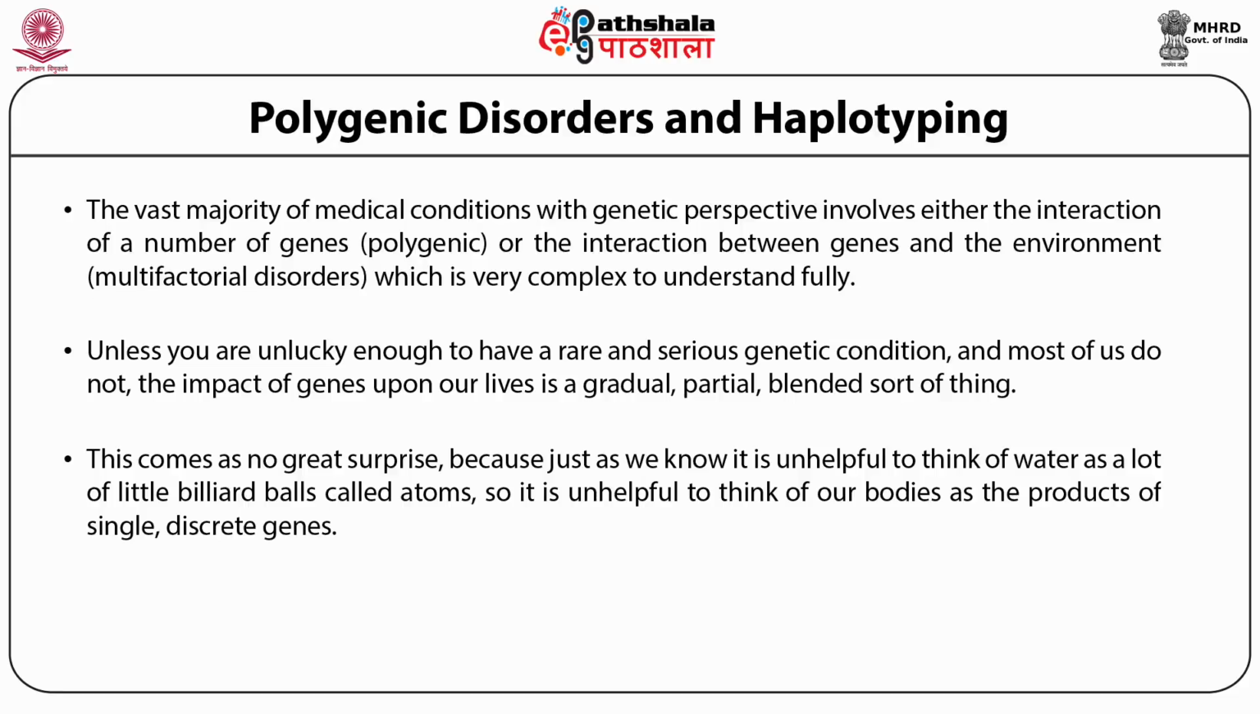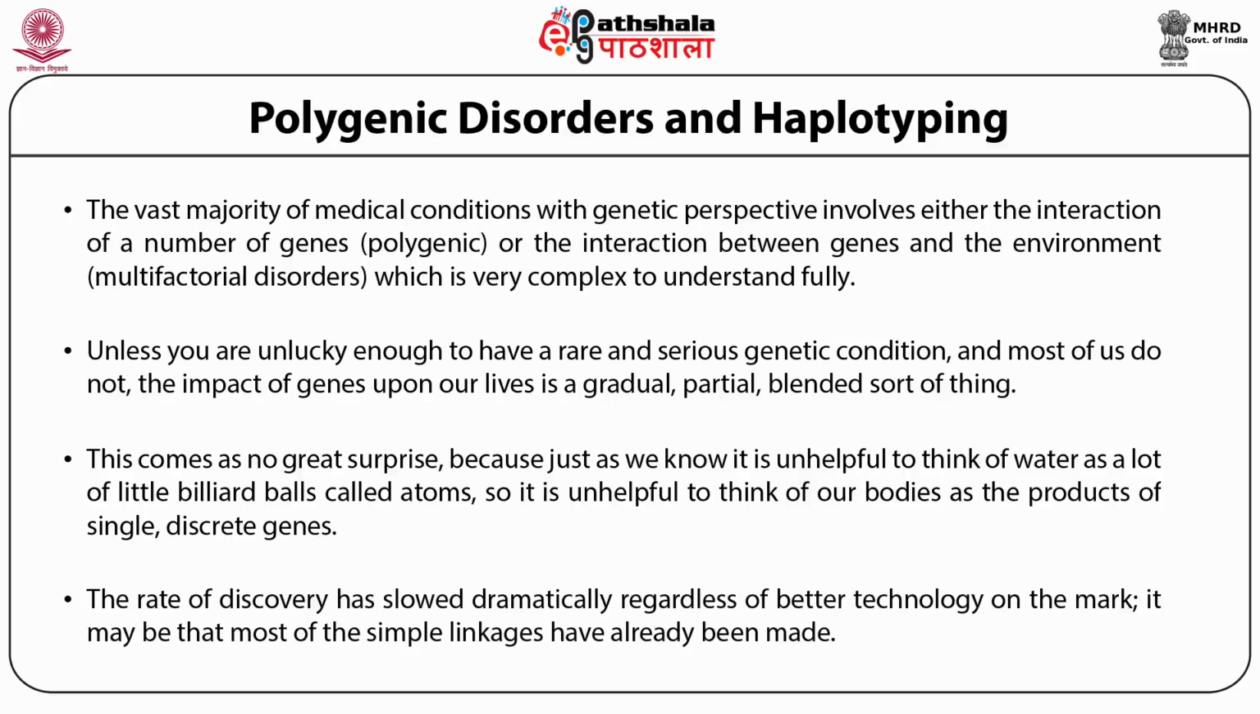A total of 14,014 genes have been mapped and reported to individual chromosomes, out of which 1,639 genes are associated with genetic disorders, as suggested in the Human Genome Database published in 2002, as per Kent et al. 2002. The rate of discovery has slowed dramatically regardless of better technology. It may be that most of the simple linkages have already been made.